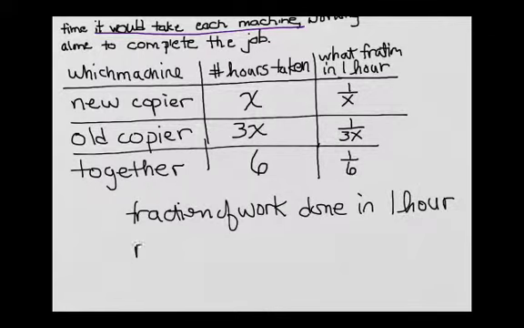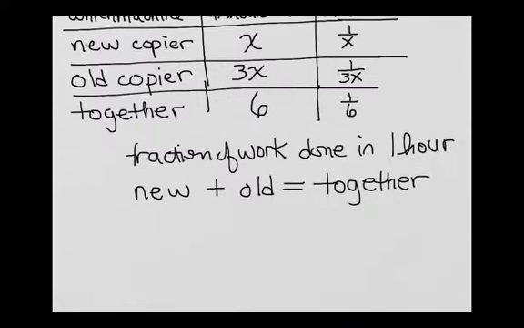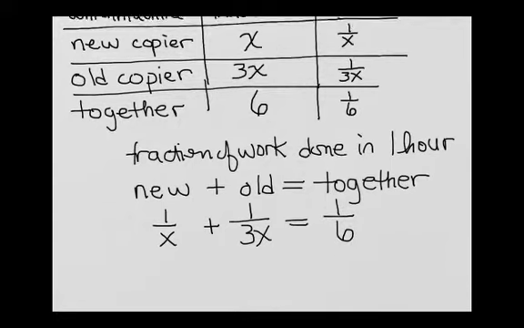So we'll have the fraction that the new copier does plus the fraction that the old copier does, and that'll give us the fraction that they do if they work together. So from the table, we can see that the new one does 1 over x in 1 hour, the old one does 1 over 3x in 1 hour, and together they would do 1/6.